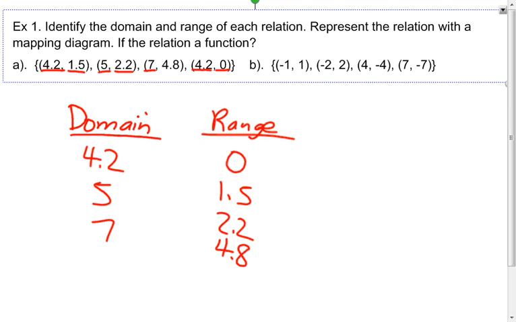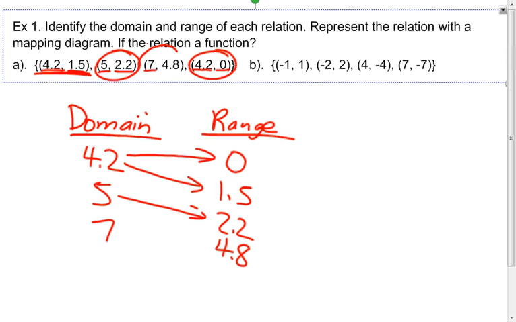Now I draw an arrow from all of my domains to the range that goes with it. So 4.2 goes with 1.5 from this ordered pair. And 4.2 also goes to 0 from this ordered pair. 5 goes with 2.2. And 7 goes with 4.8. Okay? That is a mapping diagram. Arrows going from each domain to the range that goes with it. Last, it says, is the relation a function? Is this a function? Does each domain go to one range? No. This domain right here has 2 arrows coming from it, which means not a function.